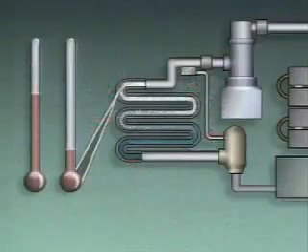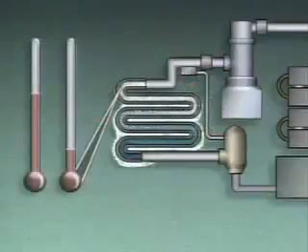Another problem that you might encounter is icing on the evaporator. This can occur if the system cools a space to below 32 degrees Fahrenheit and the space contains moisture. Under these conditions, ice forms on the evaporator and acts as an insulator, reducing the efficiency of the system.